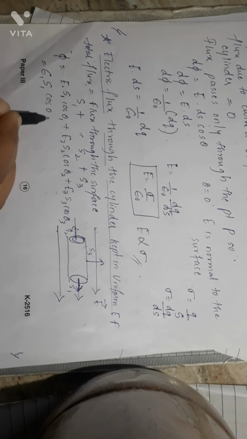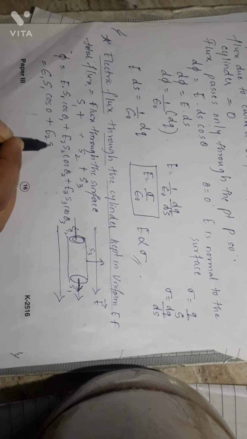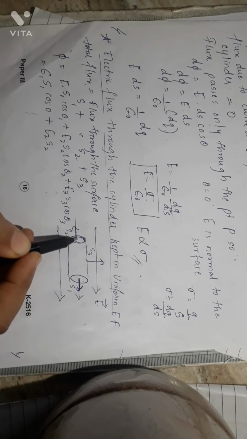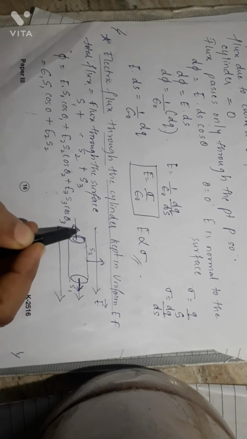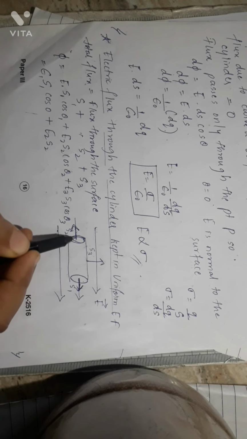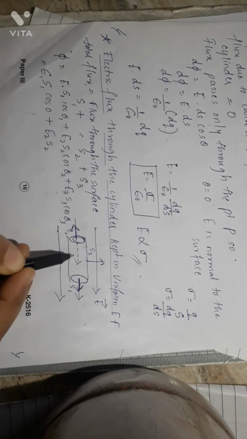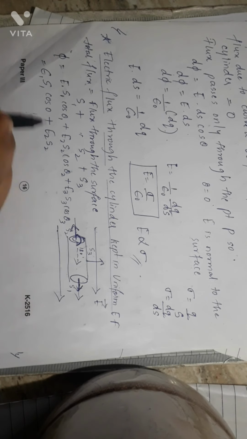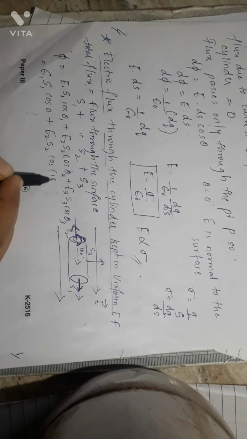Plus E2 S2. The S2 surface is this surface, and the normal is in this direction, while the electric field line is in this direction. The angle will be 180 degrees here. So we have to take cos 180 degrees.